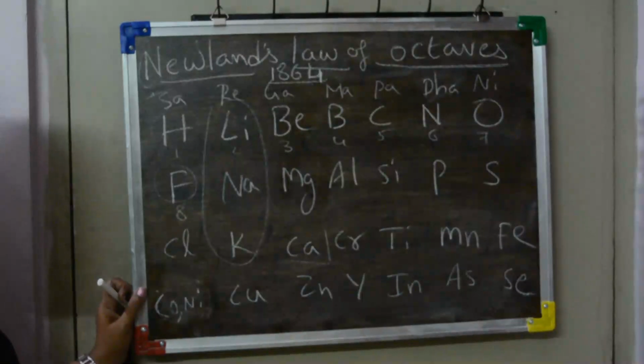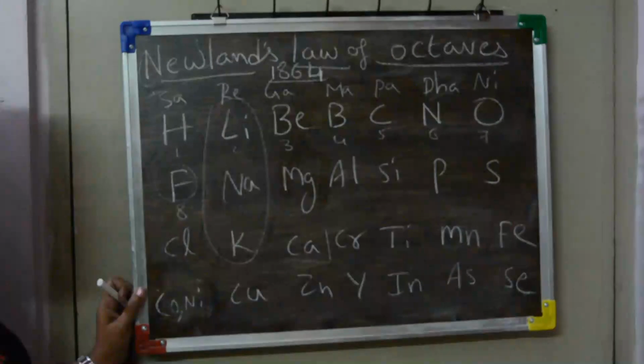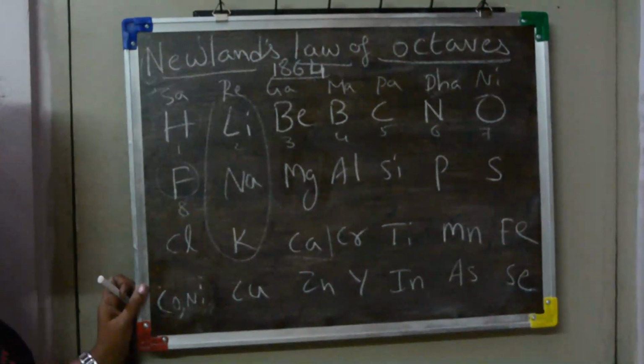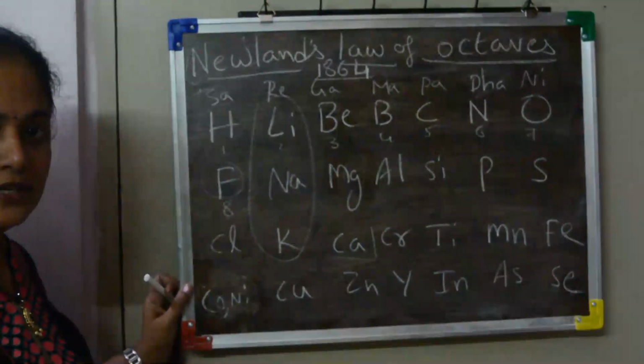Next attempt was done by another scientist. His name is Mendeleev. That one I will be teaching you later. First you learn these two, and based on this some questions are there in the textbook. Try to solve these. Okay children, thank you.